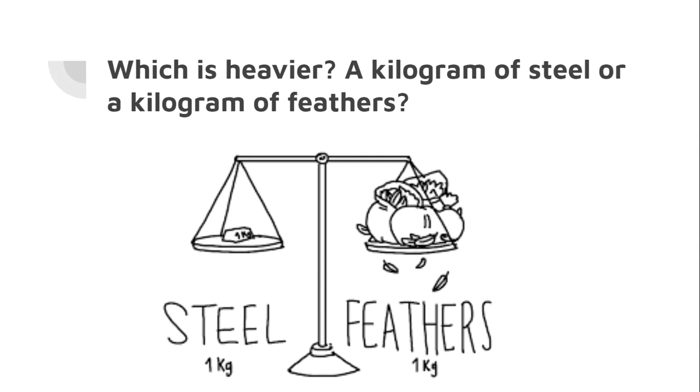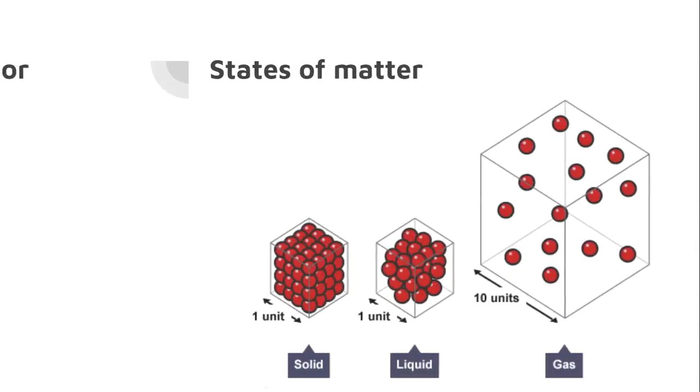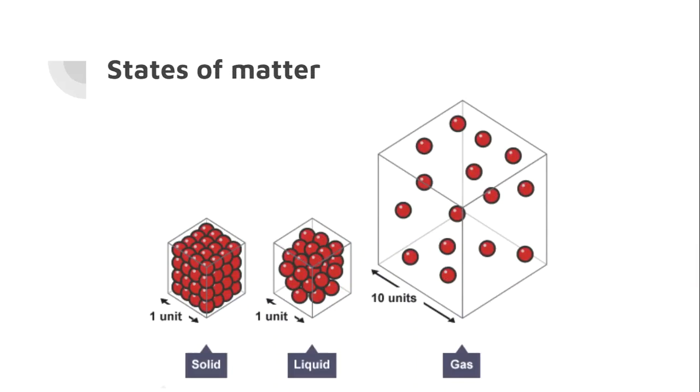But notice in this picture how the kilogram of feathers is occupying a bigger space, whereas the kilogram of steel is much smaller in comparison. We need a lot of feathers to make a kilogram. To understand the differences between different materials, let's recall what we already know about the states of matter. There are 3 states of matter: solid, liquid, and gas. We are going to start by looking at how the particles are arranged in these 3 states.